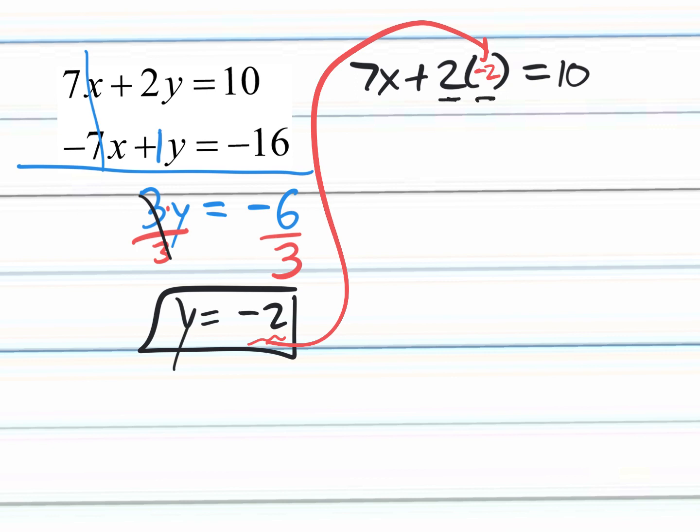What is 2 times -2? -4. So I really have a -4 right here. I have a 7x in front. I have an equal sign and a 10 on the right side. So that's a two-step equation. Everybody should be good at solving two-step equations.